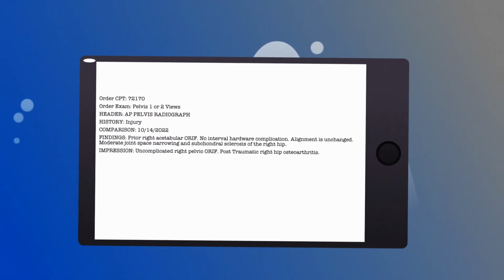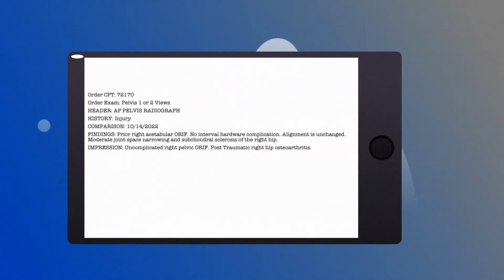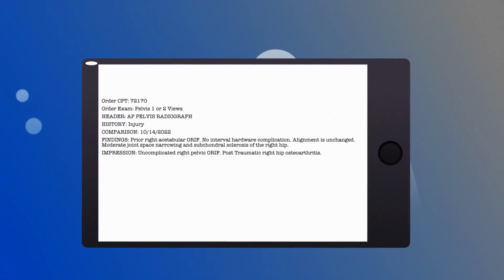Radiology report, order exam, pelvis 1 or 2 views. Header, AP pelvis radiograph. History, injury, follow-up fracture. Comparison, 10/14/2022. Findings, prior right acetabular ORIF. No interval hardware complication, alignment is unchanged. Moderate joint space narrowing and subchondral sclerosis of the right hip. Impression, uncomplicated right pelvic ORIF, post-traumatic right hip osteoarthritis.